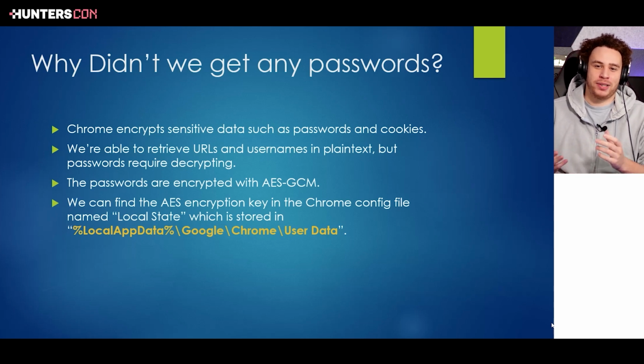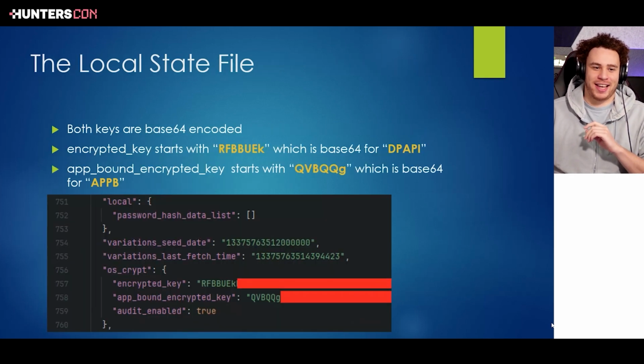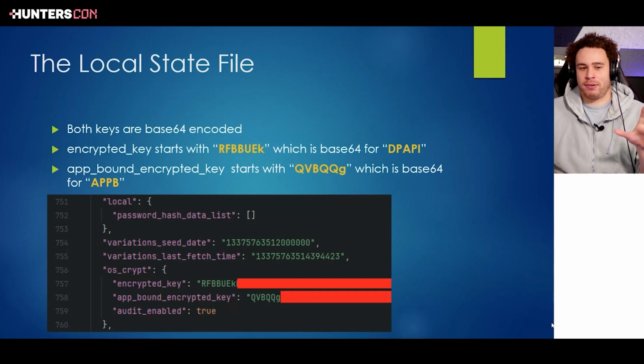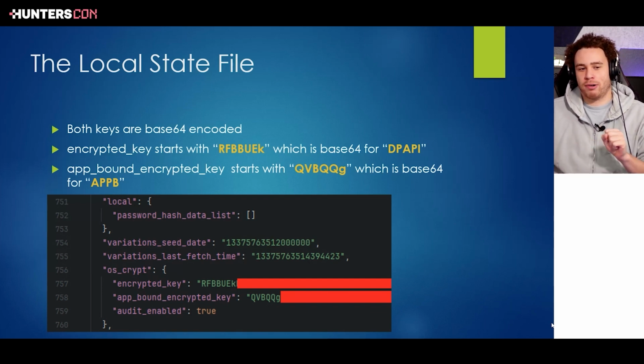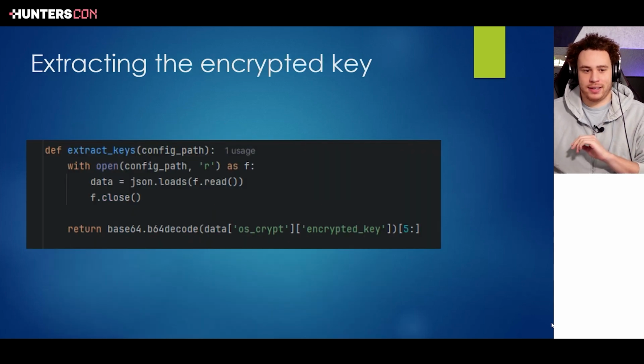But when it comes to passwords, they are encrypted with AES GCM. But the encryption key is also stored in the user's profile directory in a file that is named, I believe, Local State. Here's an example of what the file looks like. We actually have two encryption keys. They're under the os_crypt object. We have encrypted_key and app_bound_encrypted_key. Now, the app_bound_encrypted_key is going to be important for later, but right now we're just looking at the encrypted_key.